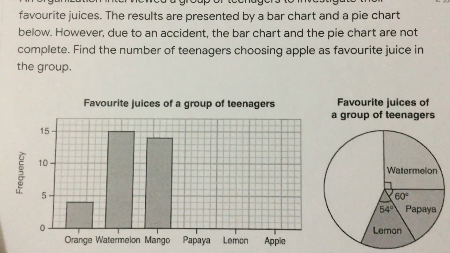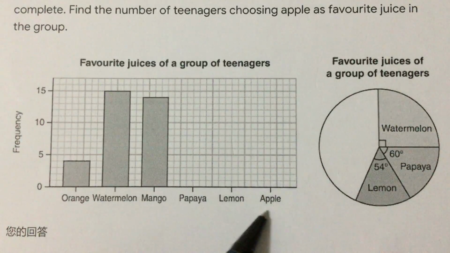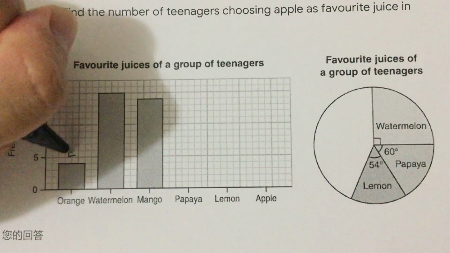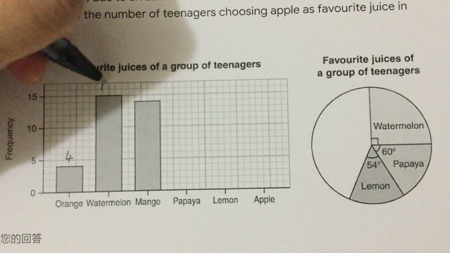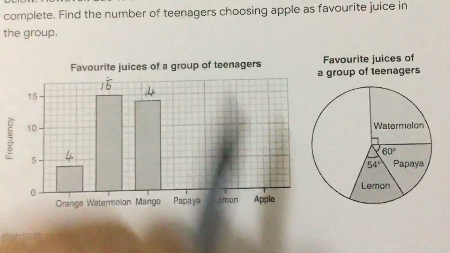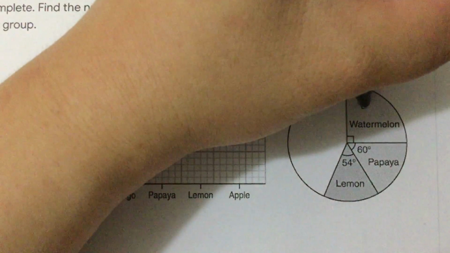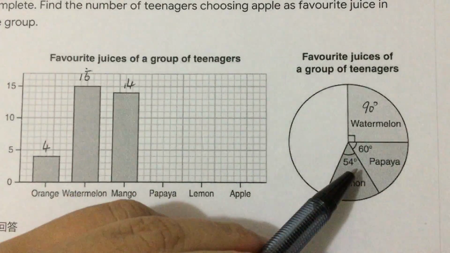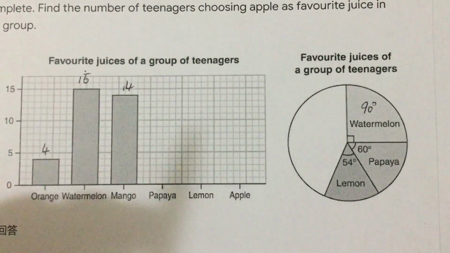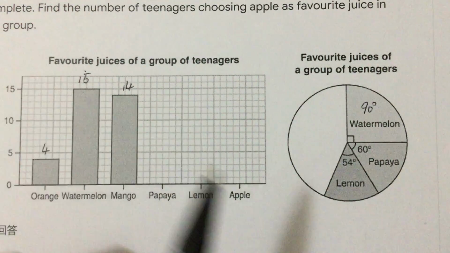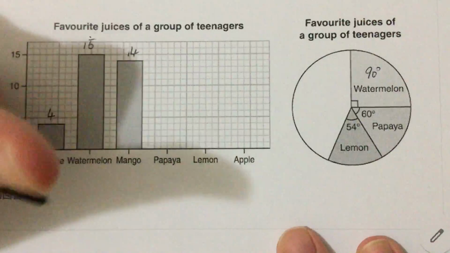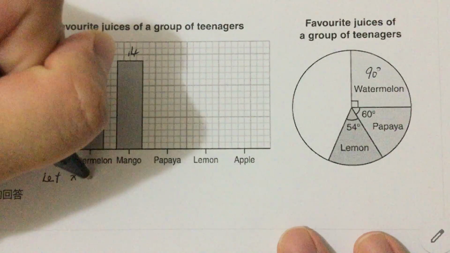So let's look at the figure and then how we can solve how many teenagers love apple juice. First of all, look at the orange one. Obviously, only 4 of them love it. For watermelon, you get 15. And you can see the mango is 14. And then for watermelon, this one is 90 degrees. I think that with 15 and 90 degrees, we can use these 2 numbers to solve the problem, which is similar to the one we did in the pie chart just before. So let's look at it. We let x be the total number of the teenagers.